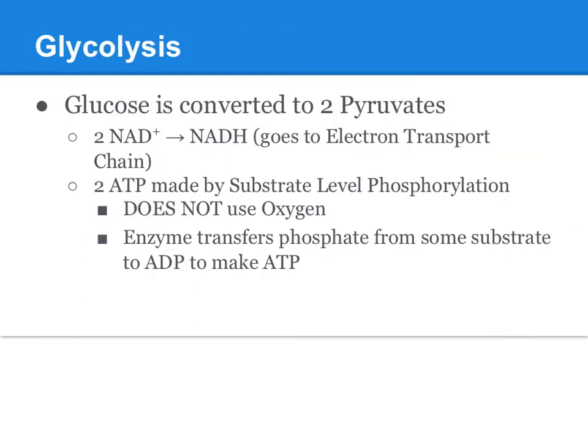So the glucose was converted into 2 pyruvates, and those 2 NAD pluses are going to make NADH and our 2 ATP. Okay, this step does not use oxygen. We'll talk about that later.